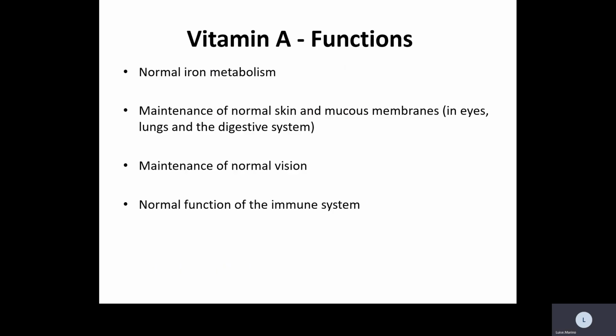If we look at some of the micronutrient functions, you've got vitamin A. Vitamin A is really important in normal iron metabolism. It's important in the maintenance of normal skin and mucous membranes in the eyes, lungs, and digestive system, maintenance of normal vision, and normal function of the immune system.